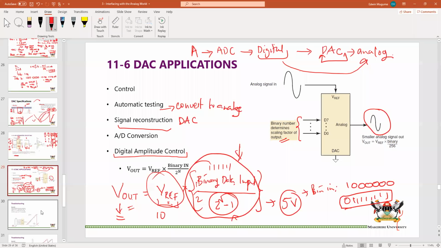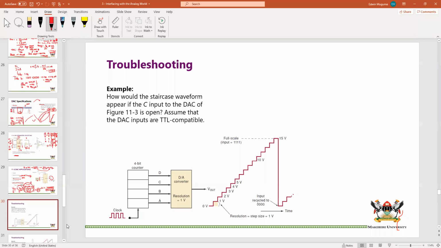Let us look at a small troubleshooting problem. So you have a signal, this is figure 11.3. You have a staircase waveform, but you have a problem. They are saying that input C to the DAC is open. We know that, and they've told us that this is a system that is TTL based.